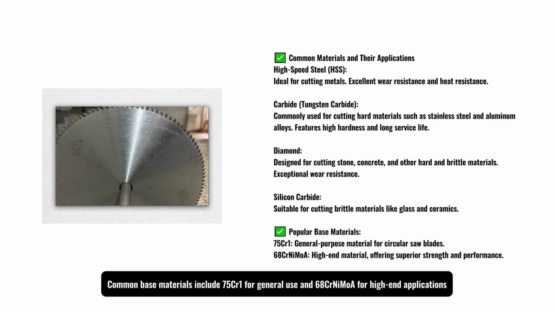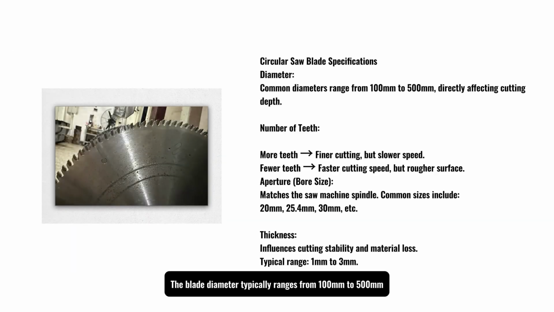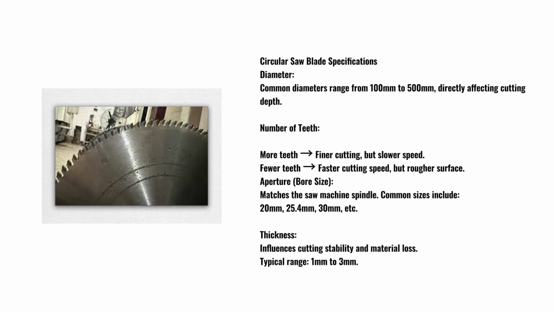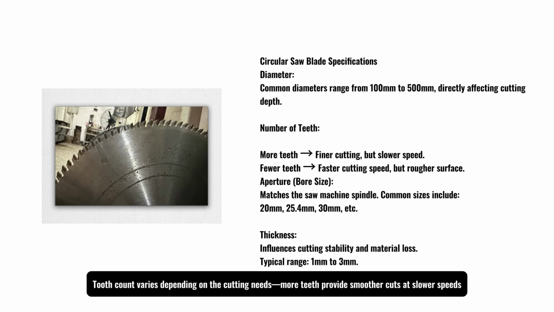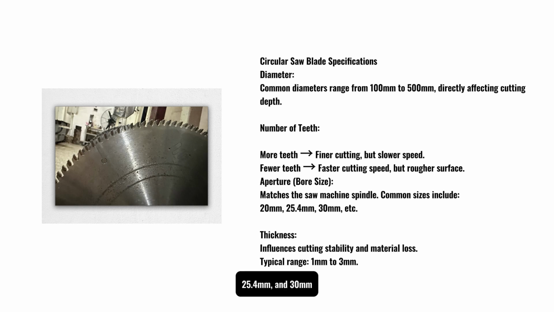Common base materials include 75Cr1 for general use and 68Cr for high-end applications. The blade diameter typically ranges from 100 mm to 500 mm, directly affecting cutting depth. Tooth count varies depending on the cutting needs. More teeth provide smoother cuts at slower speeds, while fewer teeth enable faster cutting with rougher edges. Standard bore sizes include 20 mm, 25.4 mm, and 30 mm, suitable for different machines.